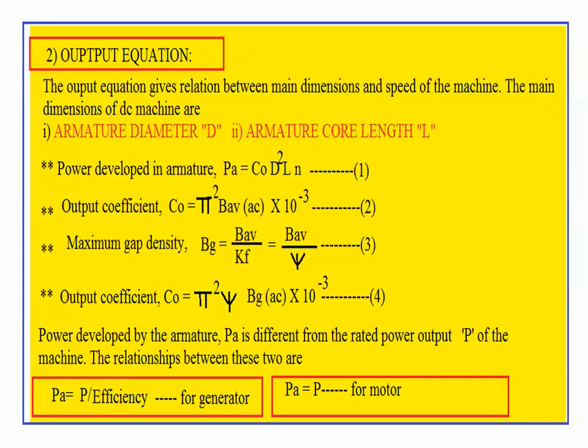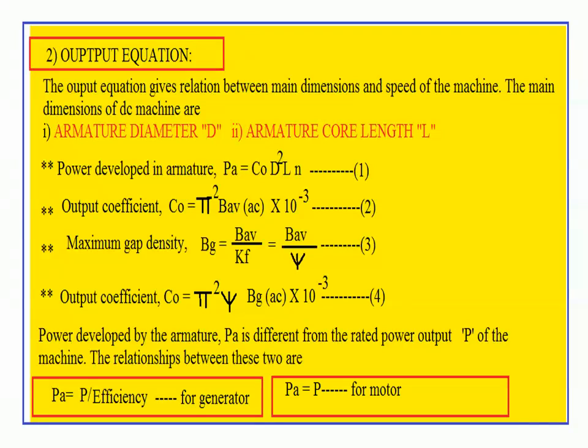Power developed in the armature, PA, equals C0 D squared L N, where C0 is the output coefficient and N is the speed of the armature in RPS. Output coefficient C0 equals pi squared Bavg, that is the specific magnetic loading, times AC, the specific electric loading, times 10 to the power of minus 3. Next, the maximum gap density Bg should be equal to Bavg by Kf, or approximately equal to Bavg by Xi. Xi, we will see later on.